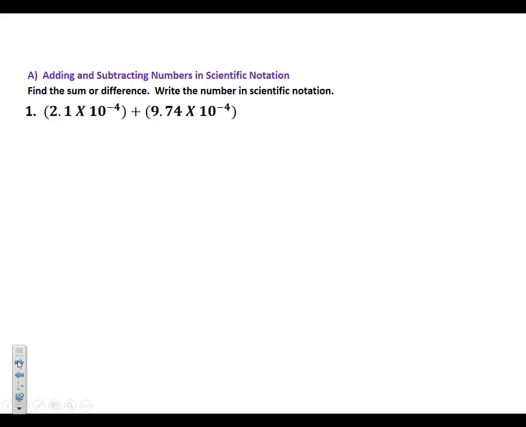Here we go. Adding and subtracting numbers, finding the sum or difference, writing our answers in scientific notation. If I go a little too fast, that's okay. You should just stop writing. You should be watching and listening, and then pause to copy it down.